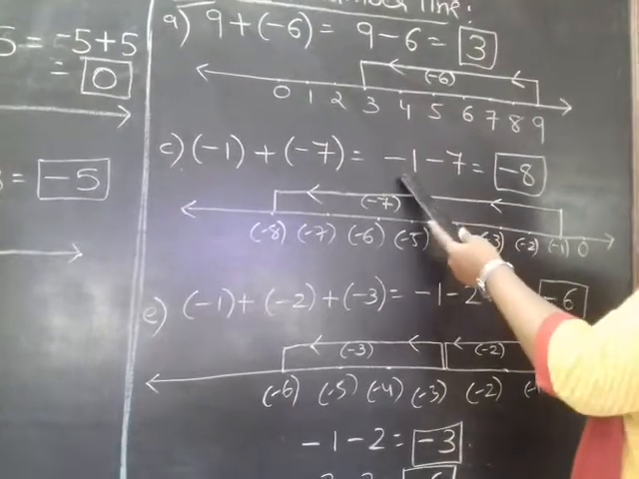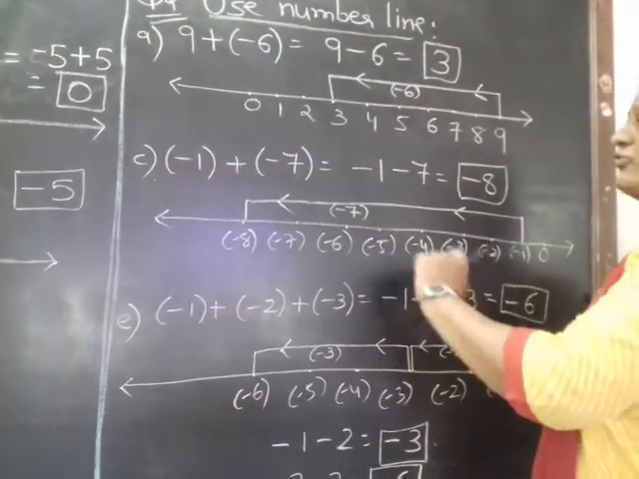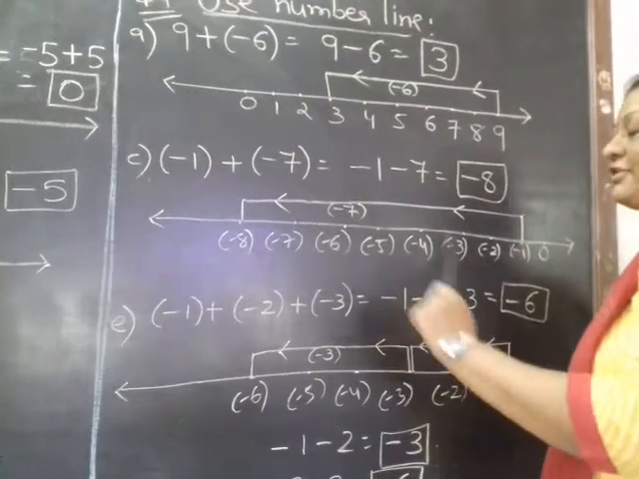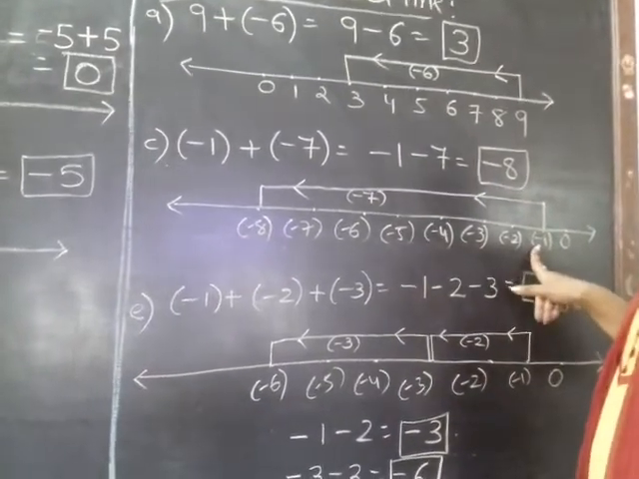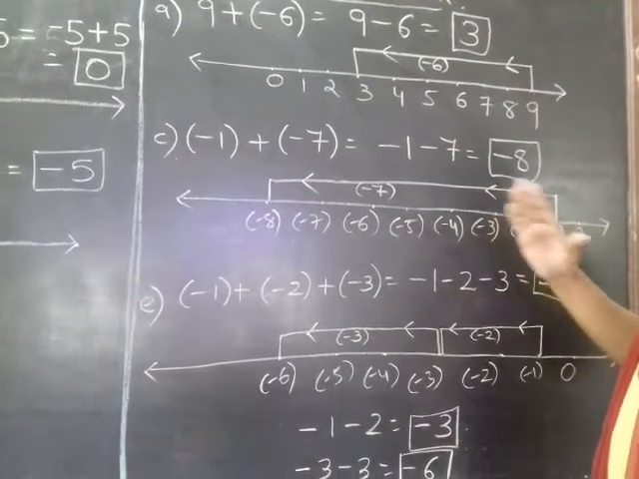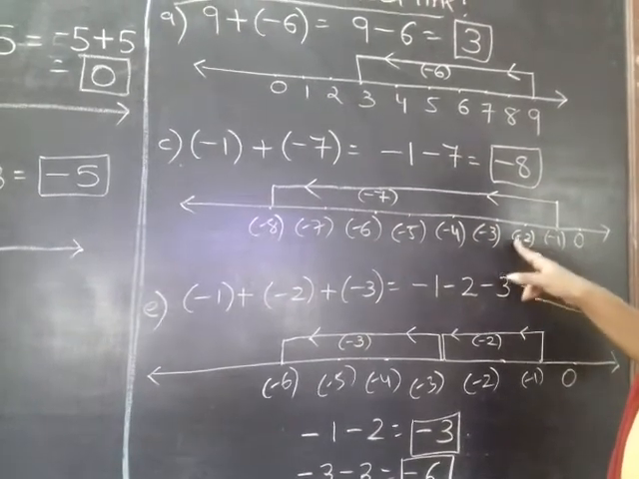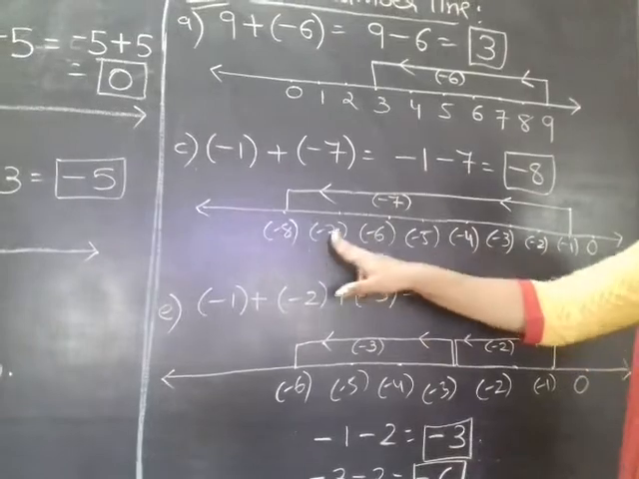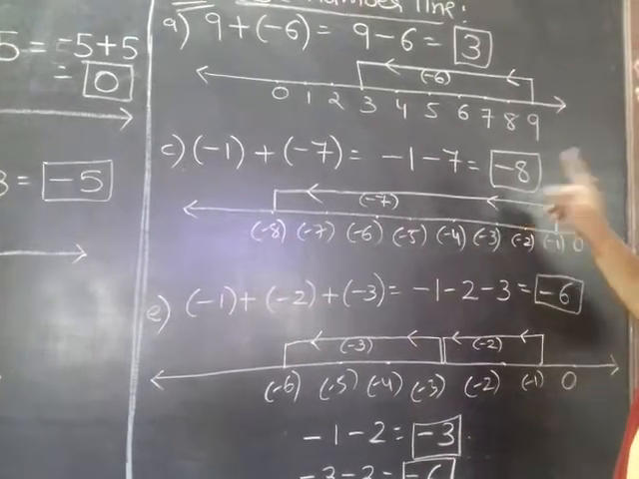So now your starting point will be minus 1 and you have to move minus 7. So again on the left side of your number line. So from minus 1, count out the 7 on the number line. 7 numbers, 1, 2, 3, 4, 5, 6, 7. So your answer is minus 8.